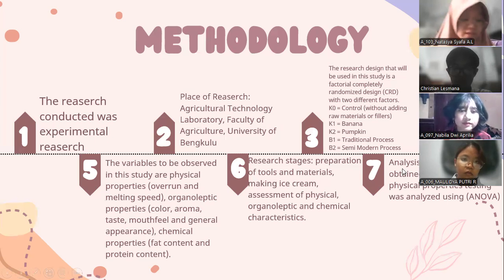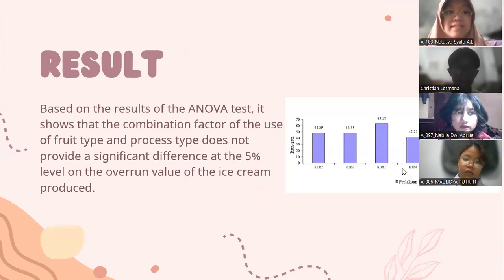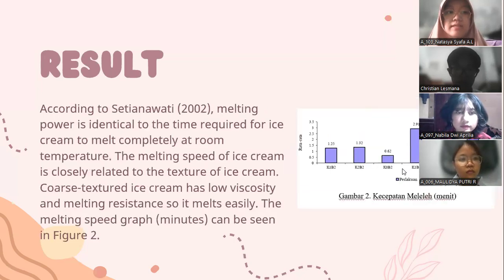They use ANOVA. ANOVA is a method used to test the equality of three or more population means by analyzing variance. And this is the result. Based on the result of the ANOVA test, it shows that the combination factor of the use of fruit type and process type does not provide a significant difference at the 5% level on the overall value of the ice cream produced.